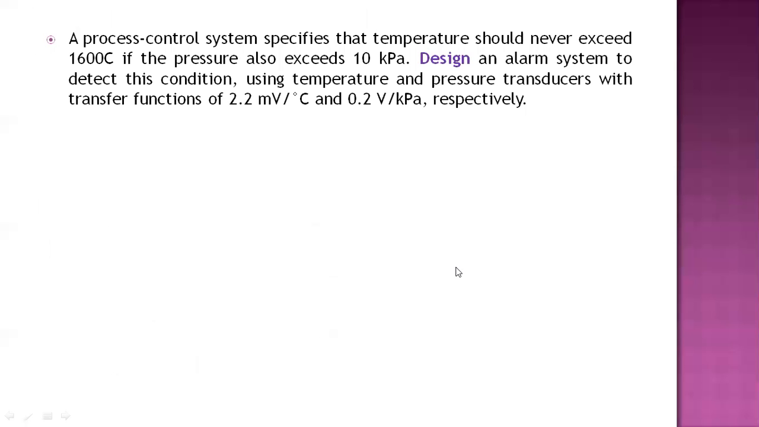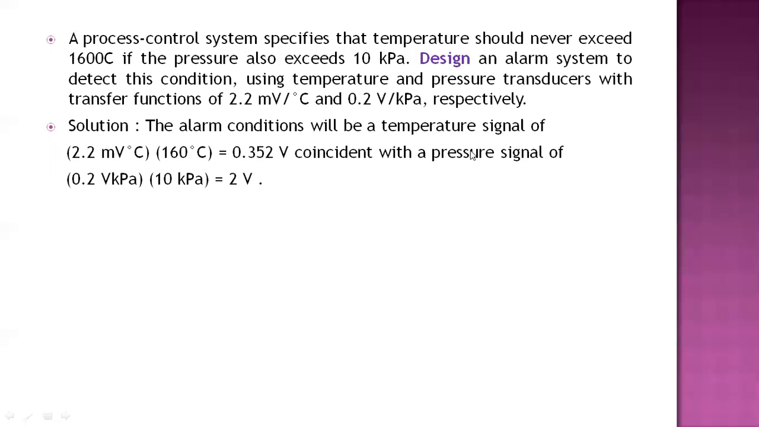Now one more example we are having here: a process control system which specifies that a temperature should never exceed 1600 degrees if the pressure also exceeds 10 kilopascal. It is asked to design an alarm system to detect this condition, using temperature and pressure transducers with transfer functions of 2.2 millivolts per degree Celsius and 0.2 volt per kilopascal respectively. So let's find the solution for the same.